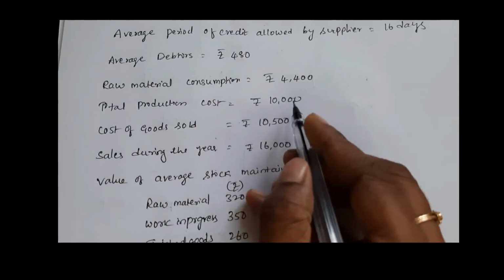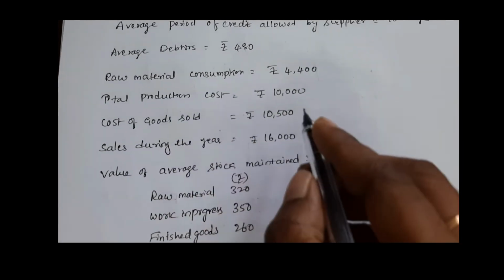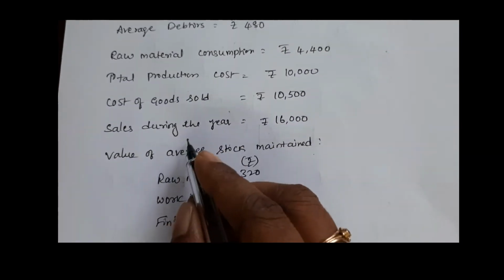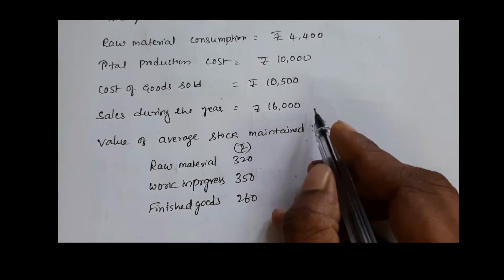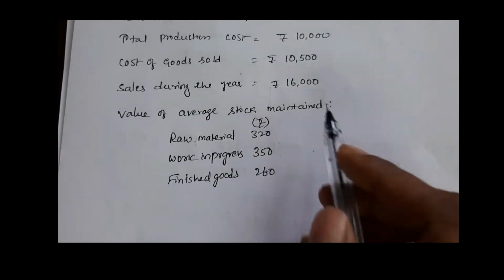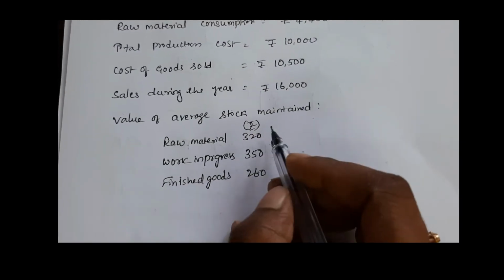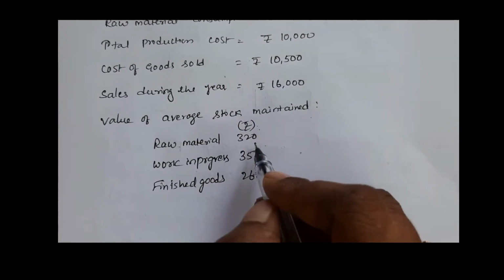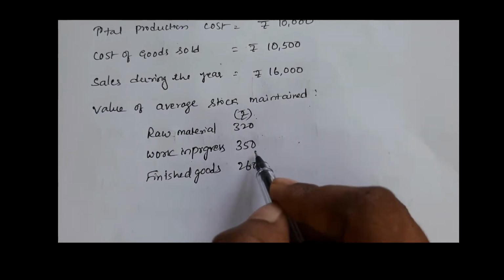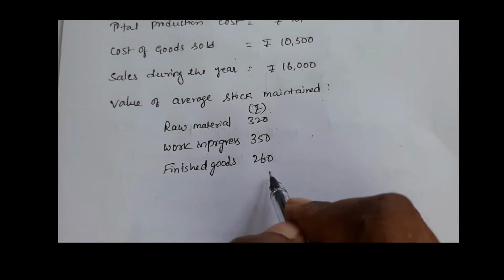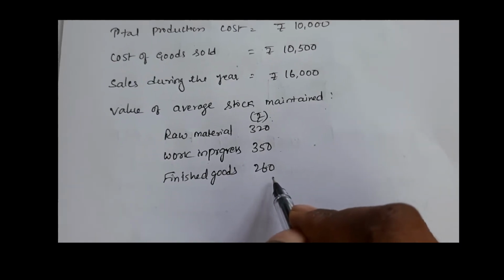Total production cost: rupees 10,000. Cost of goods sold: rupees 10,500. Sales during the year: rupees 16,000. Value of average stock maintained is given in rupees: raw material rupees 320, work in progress rupees 350, finished goods rupees 300 and 260.